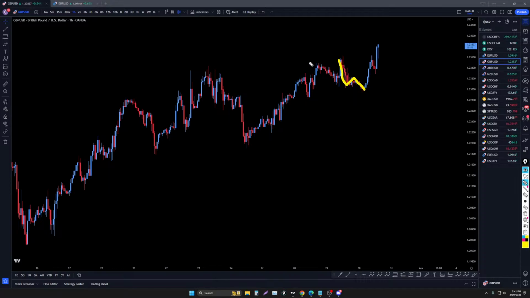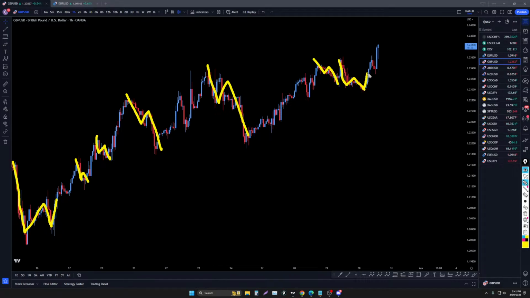We see 3 waves down. We see 3 waves down, again and again. Even back here, we got some 3-wave patterns. Every single one of these, very, very clear entries to go long.